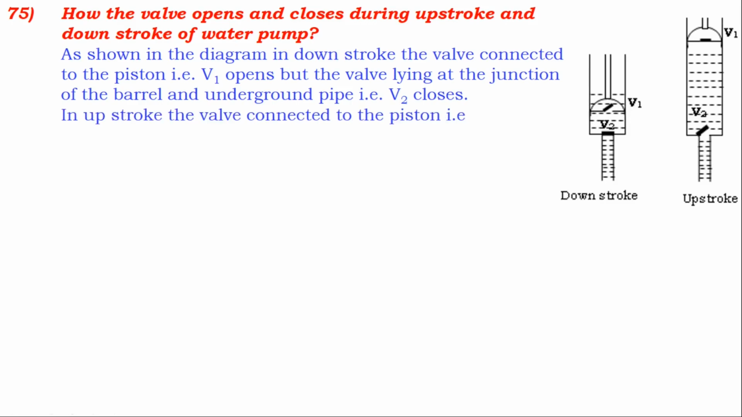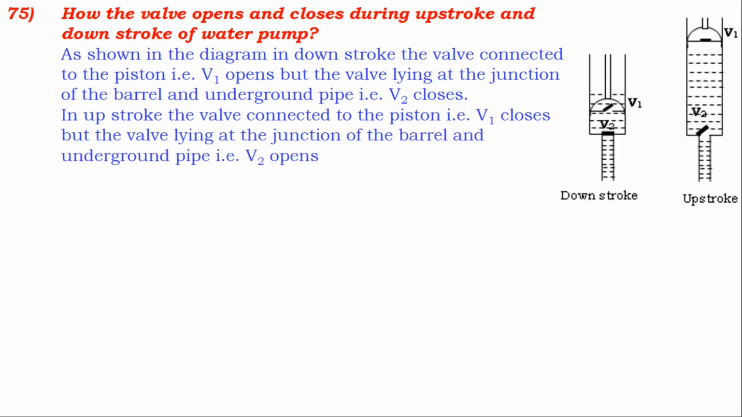In upstroke, the valve connected to the piston, that is B1, closes, but the valve lying at the junction of the barrel and underground pipe, that is B2, opens. Look at it, in upstroke the upper valve, that is B1, closes, but the lower valve, that is B2, opens.